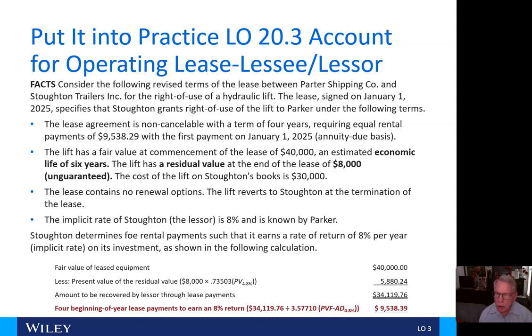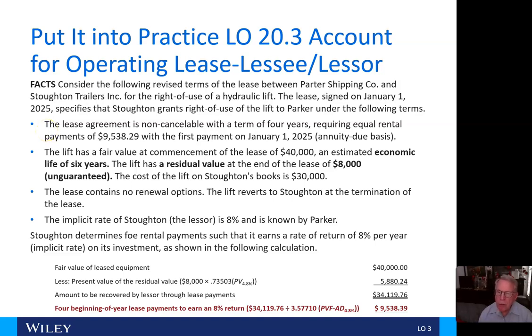The lease contains no renewal options. The lift reverts to Stroughton at the termination of the lease. The implicit rate of Stroughton, the lessor, is 8%, and that is known by Parker.